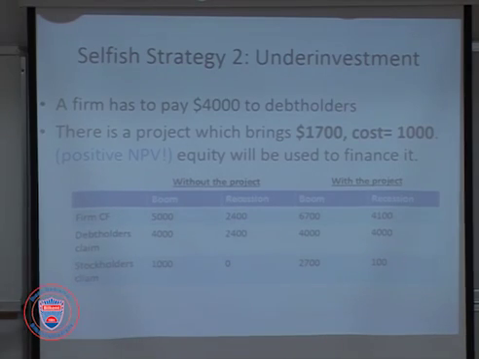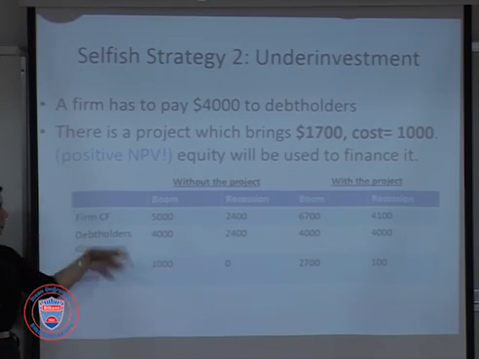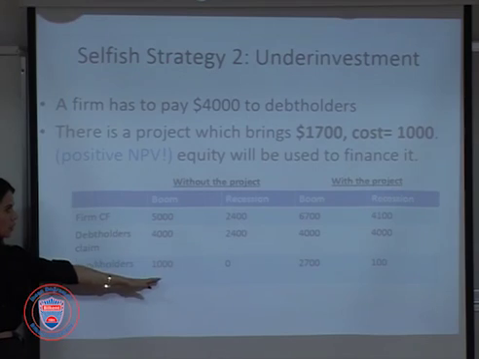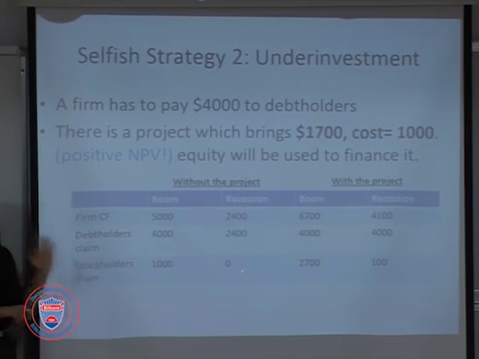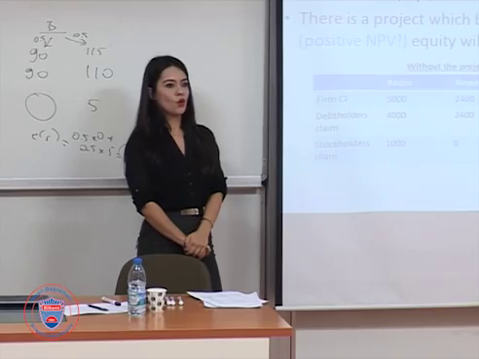Another thing is what stockholders do. Try to be awake here because I'm going to ask you the question. So in the boom market, without the project, stockholders get 1,000. In recession, they're not getting any money because they don't have the senior claim on cash. In the boom market with the project, they're getting 1,700. In recession, they're getting 100. Okay.